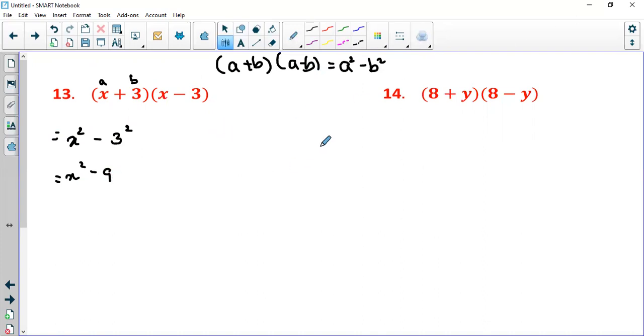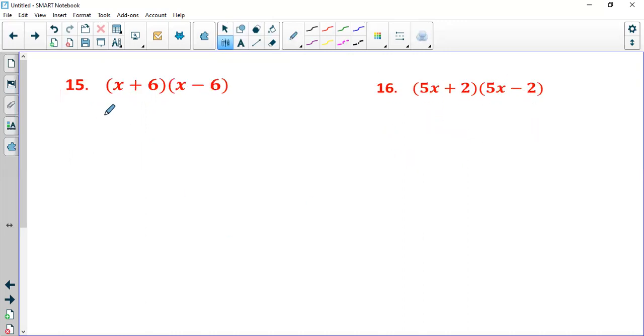Okay. Moving to question number 14. This is easier than the other one also. So this is a and this is b. So this is going to give you 8 square minus y square. So 8 square is 64 minus y square. We are not really bothered about these signs here because the signs are already given in the formula. So we are really not going to mess up with the signs. Just follow the formula. That's all. So this is a again and this is b. So this is going to be x square minus 6 square. So again, your answer will be x square minus 36.